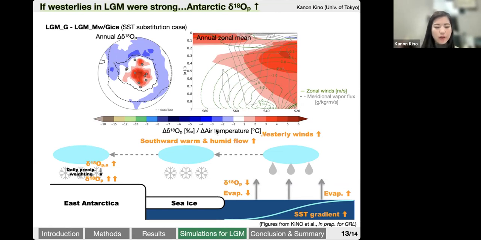And the feature of the westerly winds in the LGM is not revealed, it's still under discussion, but our results suggested that if the westerlies in the LGM were strong compared to the present climate, it would increase the Antarctic δ weighting. And it also changed the relationship between the temperature on Antarctica.